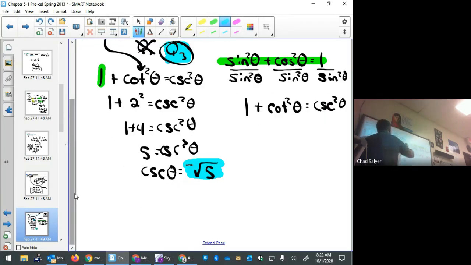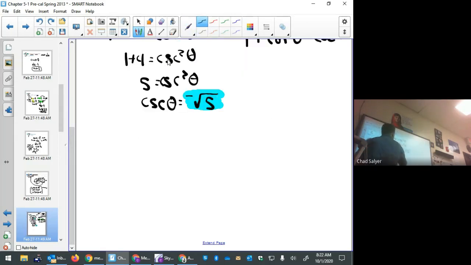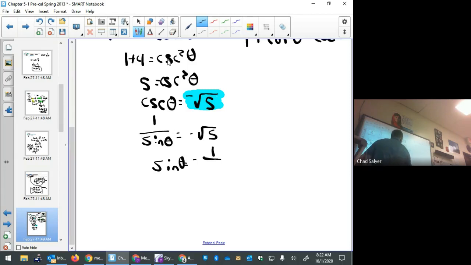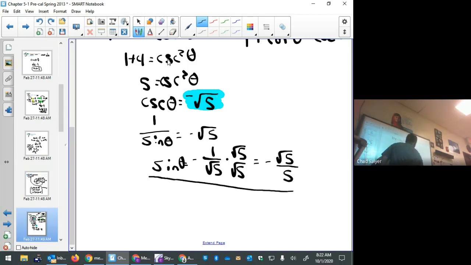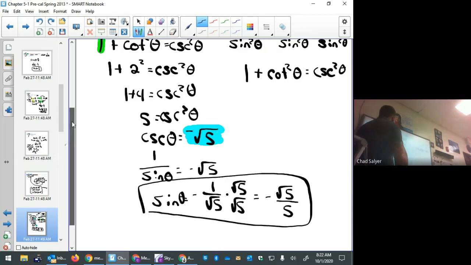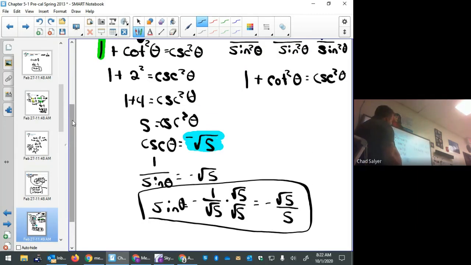Why is that valuable? Well, remember that the cosecant is 1 over the sine. So sine of theta equals negative 1 over the square root of 5, which if I rationalize here equals negative radical 5 over 5. So there's part of our answer, and we've arrived at this without using any chapter 4 techniques. We're exclusively using identities.